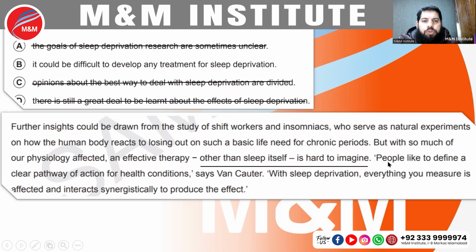When we read this option, the word has been used over here, but that word is being used to support the previous argument. But with so much of our psychology affected, an effective therapy other than sleep itself is hard to imagine. People like to define a clear pathway of action for a health condition, says Venkater. With sleep deprivation, everything you may hear is affected, right? So you can see that the question is asking why this word has been used to support this argument, that it could be difficult to develop any treatment for sleep deprivation, right? So this is just the explanation of our reading part C.